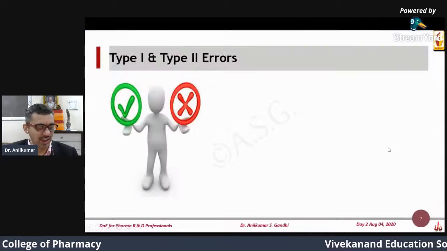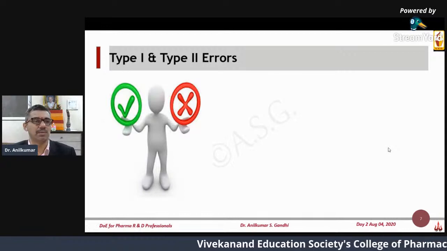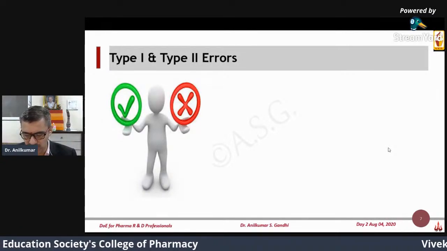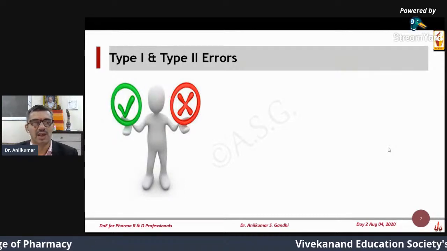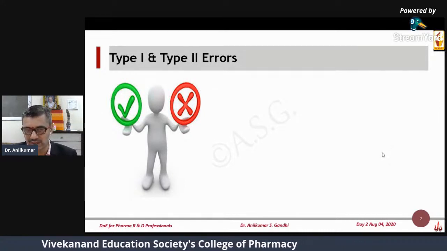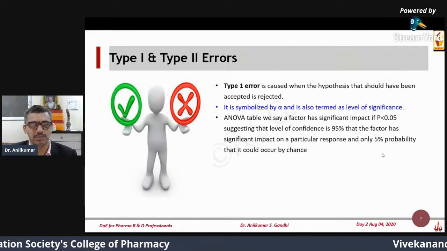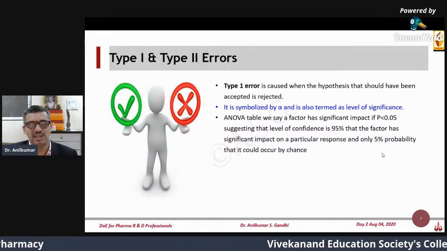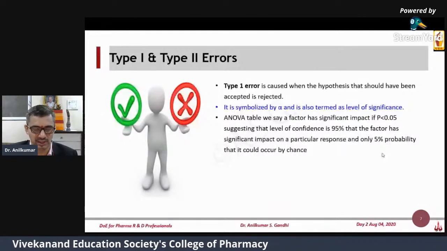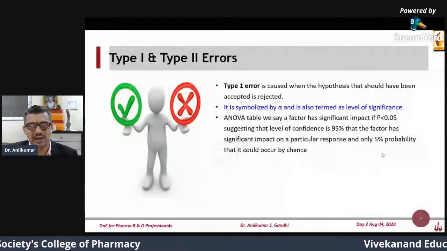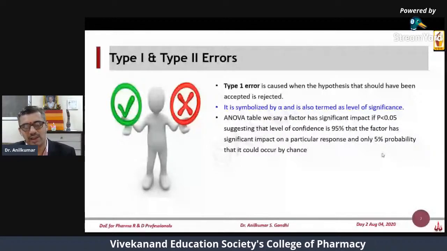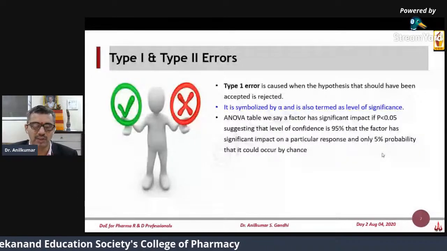In today's session, I want to start with an interesting concept of type 1 and type 2 error. I want you to focus a little bit on these terms because they are a little confusing, and therefore let's get into what we mean by type 1 and type 2 error. So type 1 error is caused when a hypothesis that should have been accepted is rejected. What it means is that actually I have a positive effect. We will see with an example where it will get more clear.